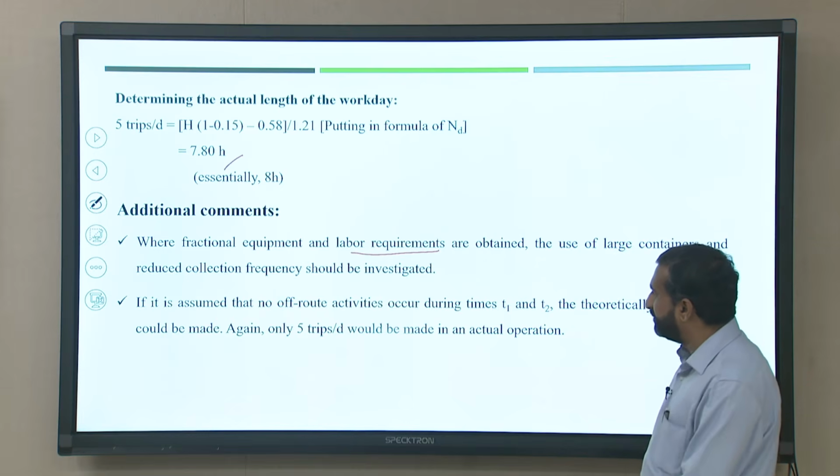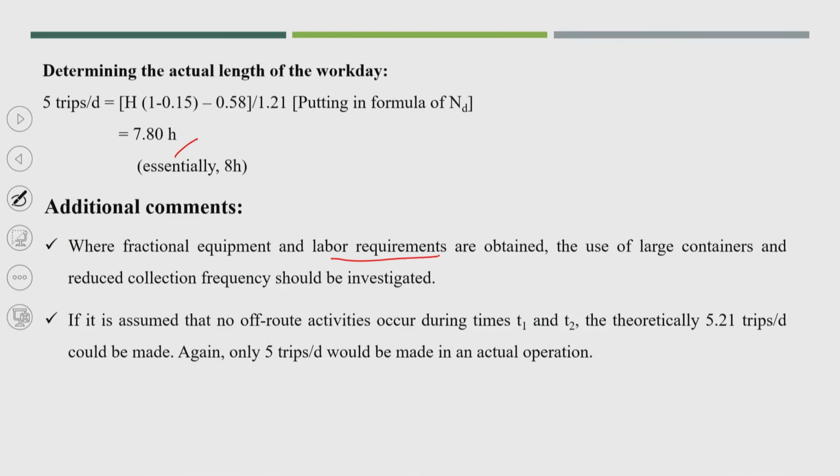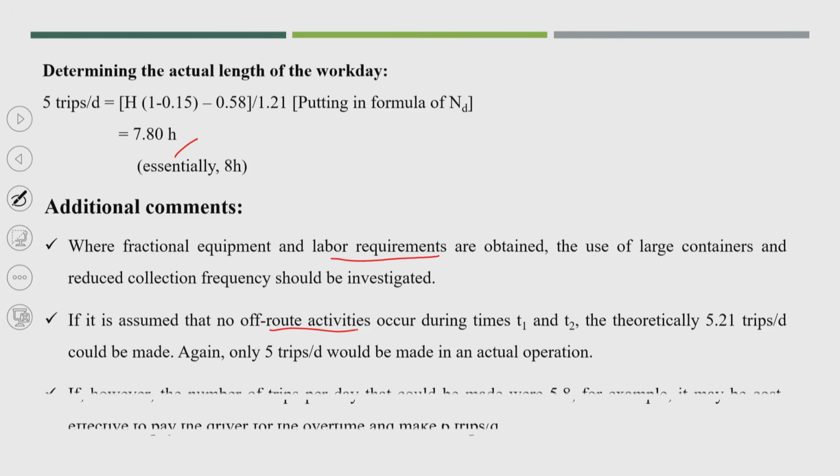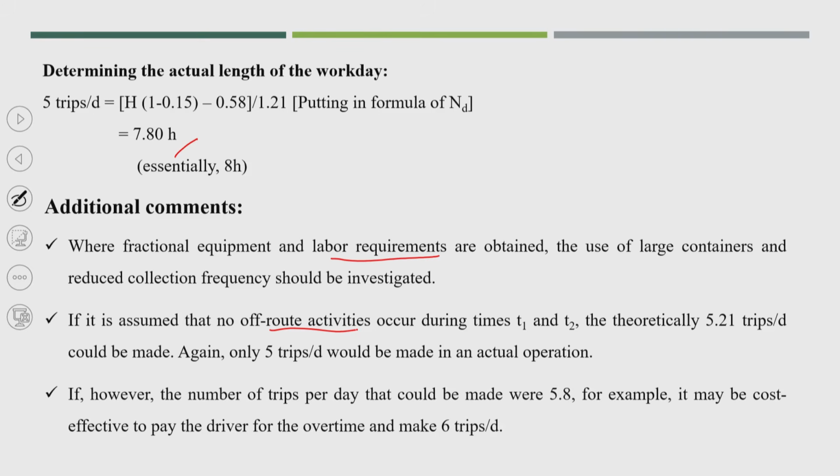And if it is assumed that no off route activity occurred during the time T1 and T2, then theoretically 5.21 trips could be made. So, theoretically 5.21 trips per day could be made, but again 5 trips per day would be made in the actual operation, which I had already explained. And if the number of trips per day that could be made is 5.8, for example, it may be cost effective to pay the driver for the overtime and make 6 trips per day, that could be possible.